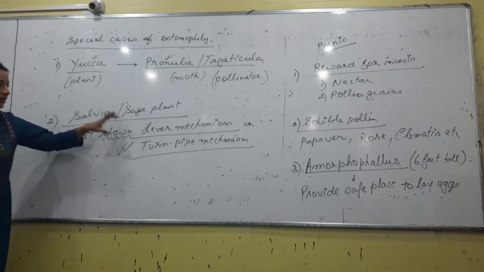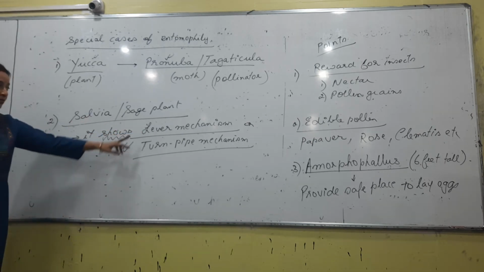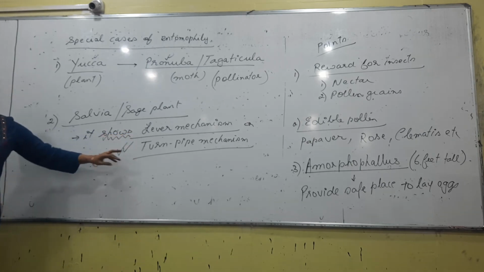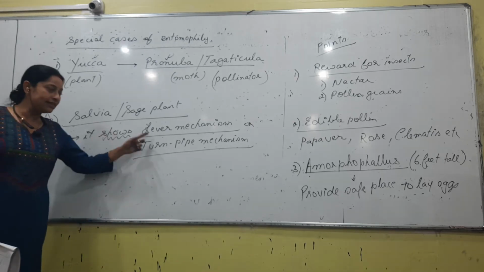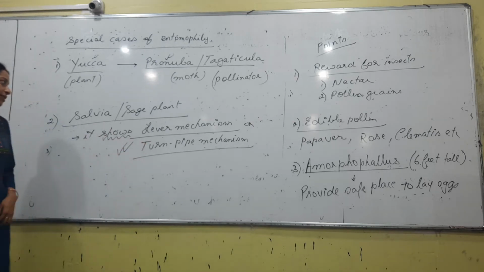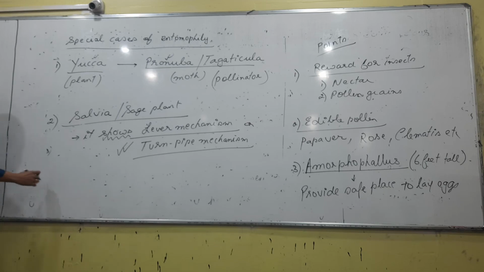So salvia has the lever way of pollinating, the lever mechanism, but turnpipe mechanism type of pollination you see in case of yucca. This is the only line that you have to study. As far as salvia is concerned, there are many points, but you don't need to remember. It is a bilobed flower, right?